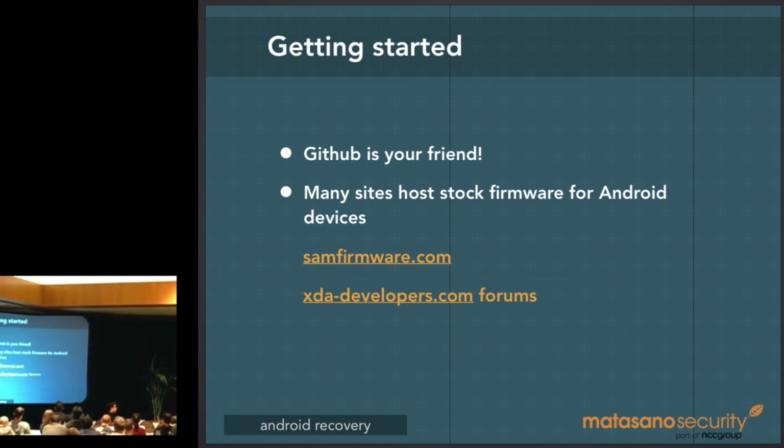So getting started. GitHub is definitely your friend. It's more than likely that someone's already done this work for you for a particular device. So you can find these device configs out there on GitHub. And again, I mentioned many sites host stock Android firmware images. If you're looking for Samsung specific things, samfirmware.com is a good place for that. Of course, the XDA forums people always post stock images and stuff like that out there.